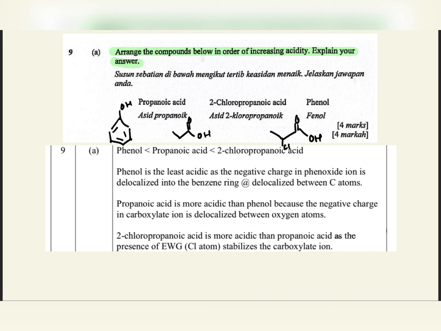So ini sahaja 4 markah. 1, 2, 3, 4 markah. Okay, so that's all untuk physical properties of carboxylic acid.